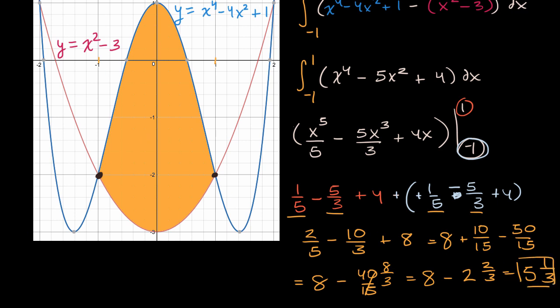So there you go. Using calculus, the power of the definite integral, we have been able to figure out this area of this fairly strange region, the strange shaped region, I should say.